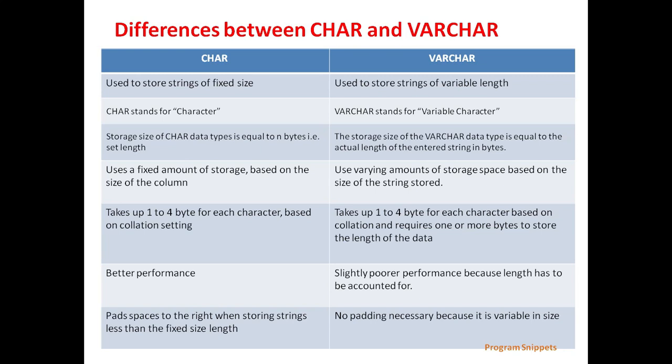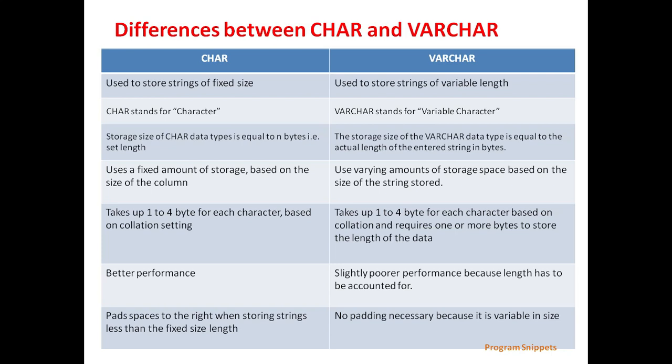The difference between char and varchar is that the char data type is used to store strings of fixed size, whereas varchar is used to store strings of variable length. Char stands for character and varchar stands for variable character. The storage size of the char data type is equal to n bytes, that is the set length, and the storage size of the varchar data type is equal to the actual length of the entered string in bytes. Char uses a fixed amount of storage based on the size of the column, and varchar uses a varying amount of storage space based on the size of the string stored.